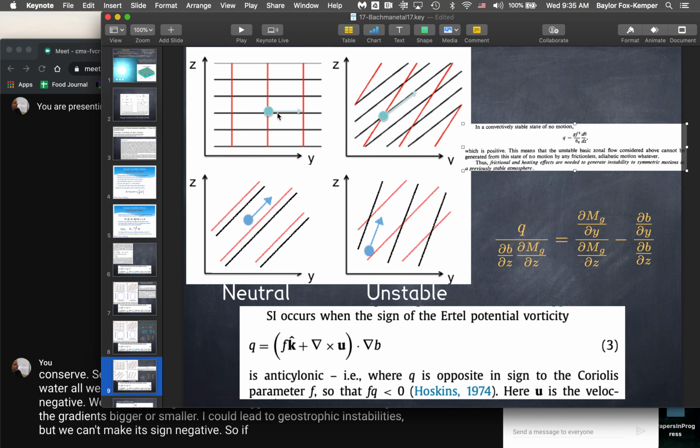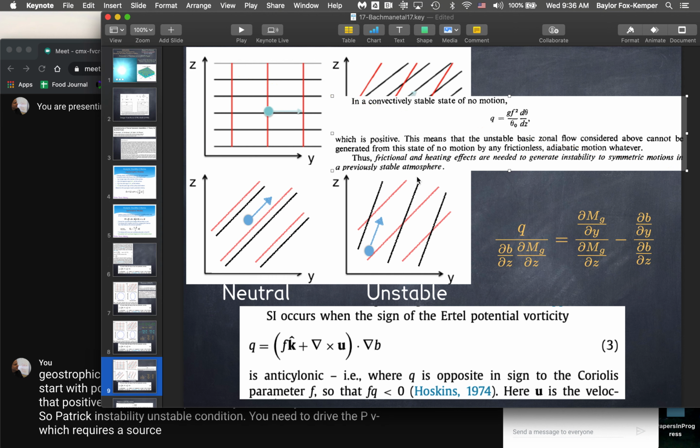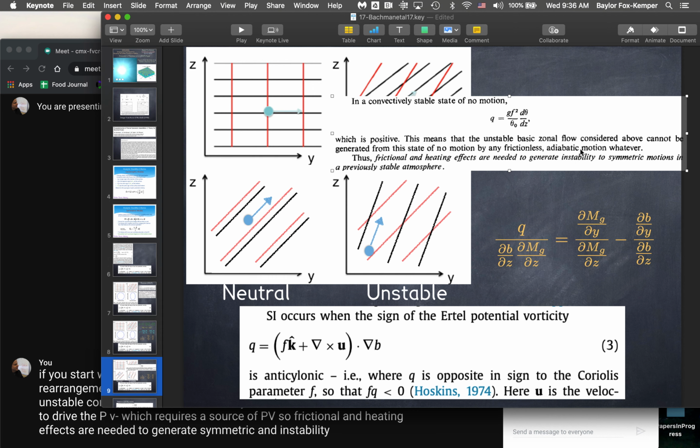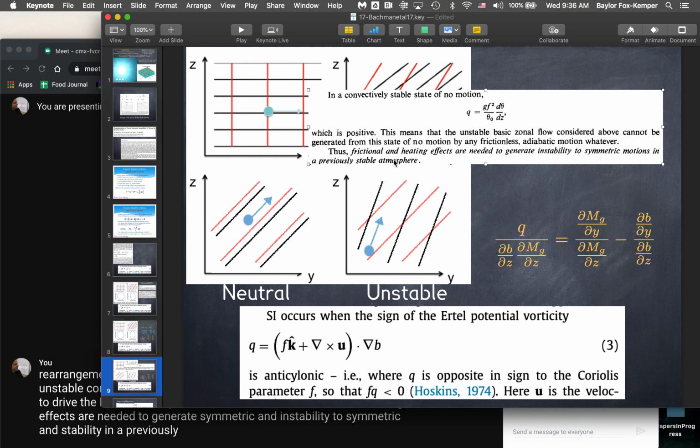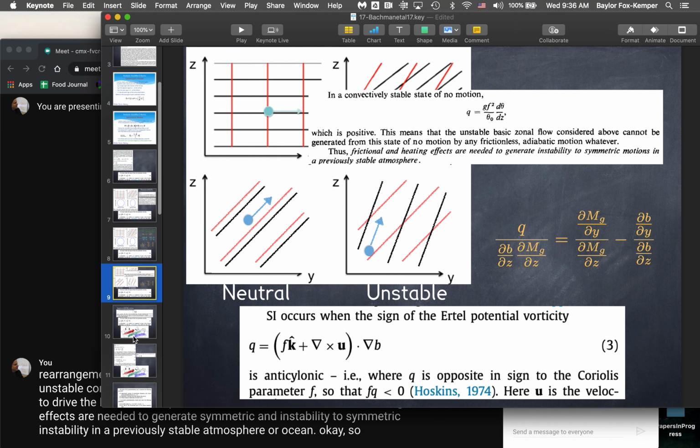So if you start with positive PV water, you cannot, through any rearrangement of that positive PV water, end up with a symmetrically unstable condition. You need to drive the PV negative, which requires a source of PV. So frictional and heating effects are needed to generate symmetric instability in a previously stable atmosphere or ocean. Okay, so that's part of the parameterization as well.